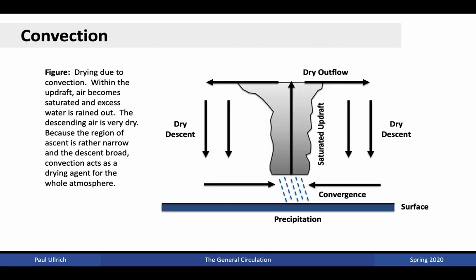Within the fairly narrow band of the ITCZ associated with deep convection, we have strong saturated updrafts that are then responsible for producing condensation and heavy precipitation. The net result is that the air when it reaches the tropopause is very dry. Because the area of ascent is rather narrow and the region of descent rather broad, the convective activity induced by the Hadley circulation essentially acts as a drying agent for the whole atmosphere. Further, the subsidence that is incurred in the subtropics regions because of the descending air prevents the production of additional precipitation within this region and prevents convective activity that would naturally give rise to that precipitation.